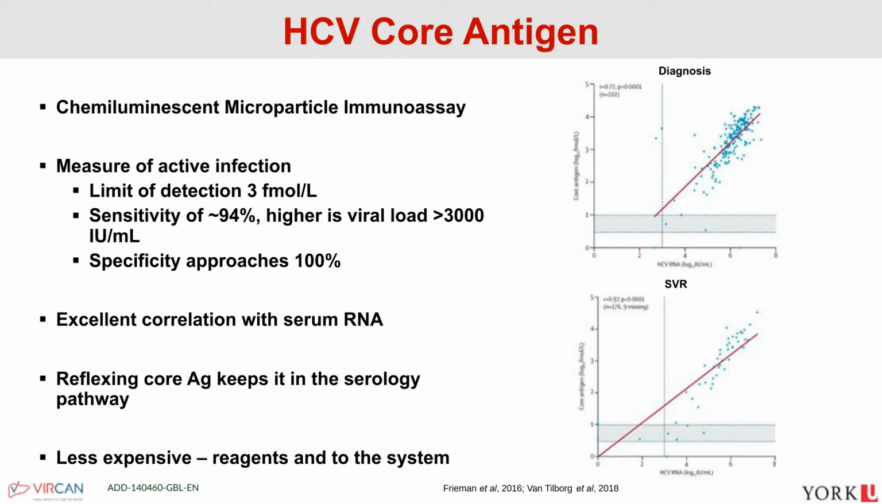And so that's sort of the science behind whether or not we should be using this test. But in terms of the practical reasons why we should be using it, it really keeps the reflex testing in the serology-based pathway. So if we're concerned, as laboratorians or clinicians, about RNA degradation and how that might affect sensitivity, by using core antigen that really keeps it in the same serological pathway. And this is sometimes helpful in high volume labs that have a serology section, which is separate from the nucleic acid based testing section.